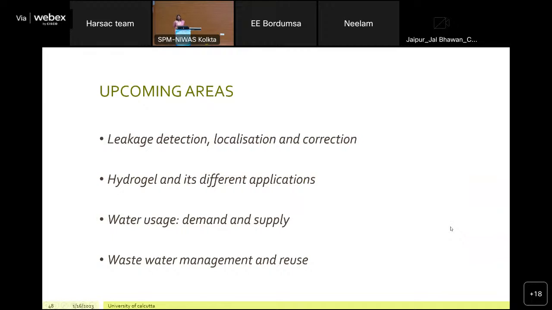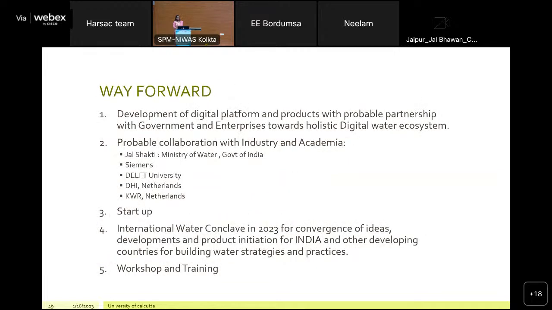So the upcoming areas of our lab would be leakage detection, localization, and correction. Detection and localization has already been done, and we would move to actuation. We are also studying the characteristics of soil and hydrogel, because that is also a part of water retention, and water usage, demand and supply, and wastewater management and usage with TERI. So this is the way forward.